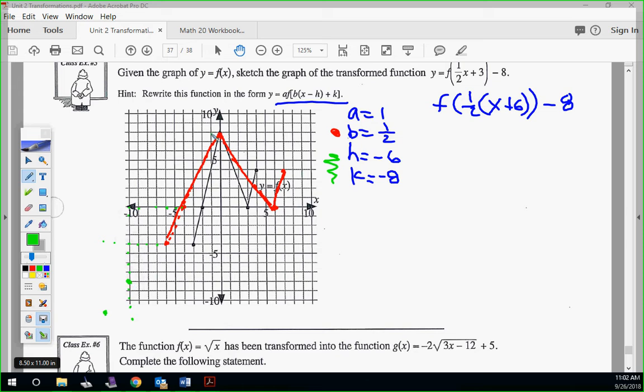This guy, 1 through 6 left, and 1 through 8 down. We can do this one, 1 through 6, then 1 through 8. And this one, 1, 2, 3, 4, 5, 6, 7.